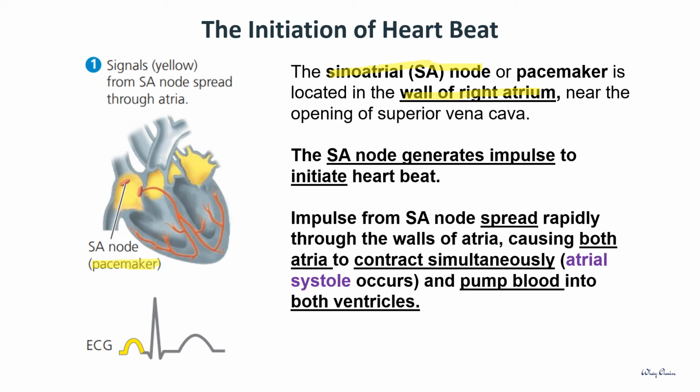The impulse generated from the SA node will form a wave of excitation. Maksudnya, dia akan membentuk satu gelombang impuls yang merebak ke kedua-dua atrium. This is able to cause both atria to contract at the same time, or atrial systole occurs. When atrial systole occurs, it opens the atrioventricular valve and pumps the blood into the ventricles.